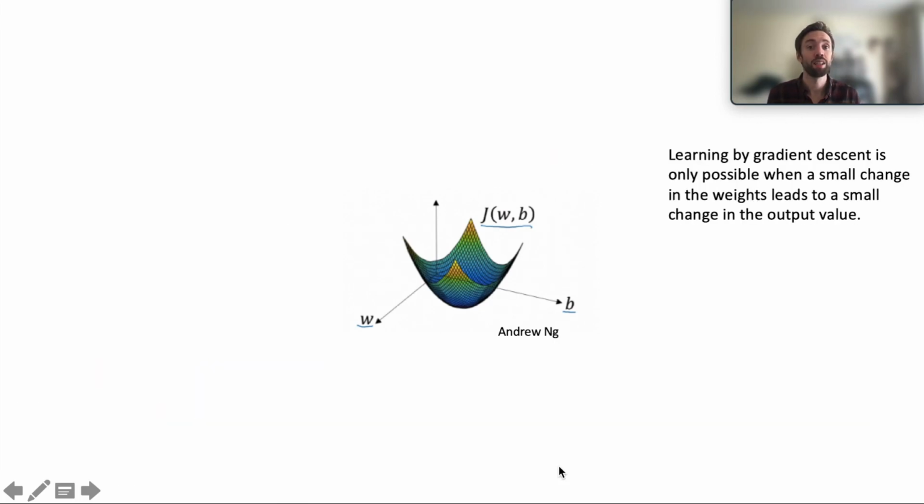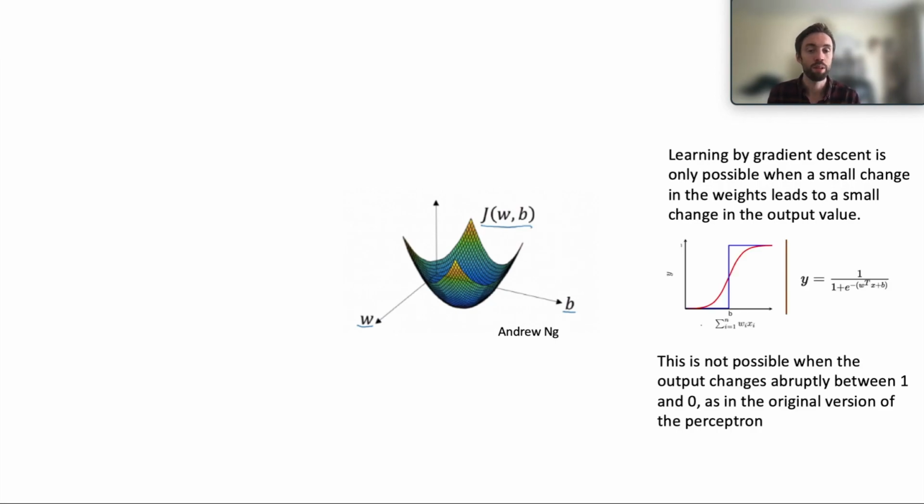And this learning by gradient descent is only actually possible when a small change in the weights or the biases leads to a small change in the output value. Now you'll remember that the McCulloch-Pitts neuron and the first version of the perceptron had this activation function where there's a point after which a small change in the input will lead to a big change in the output from 0 to 1. So gradient descent is not possible with this function.